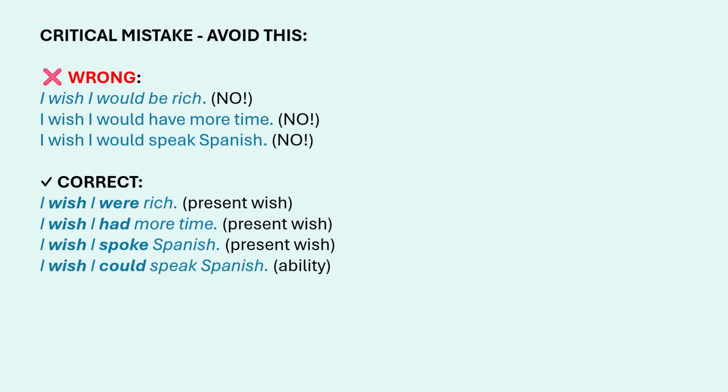Critical mistake. Avoid this. Wrong: I wish I would be rich. No. I wish I would have more time. No. I wish I would speak Spanish. No. Correct: I wish I were rich. Present wish. I wish I had more time. Present wish. I wish I spoke Spanish. Present wish. I wish I could speak Spanish. Ability.